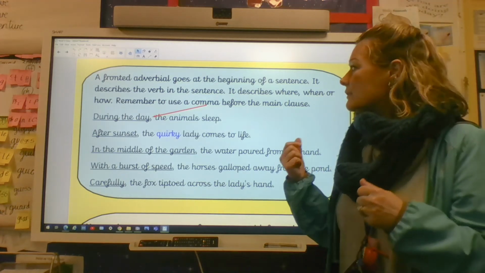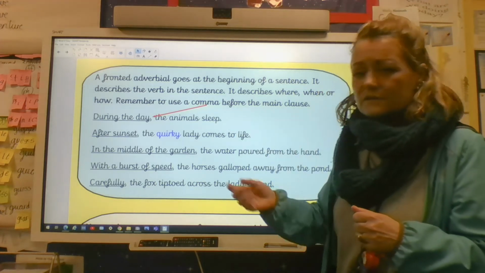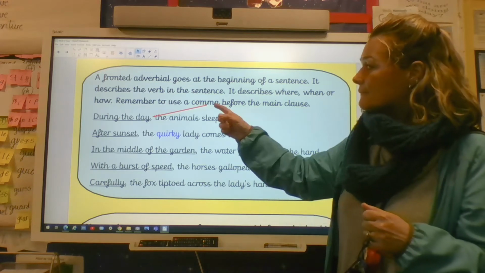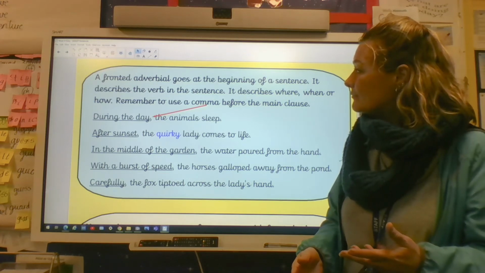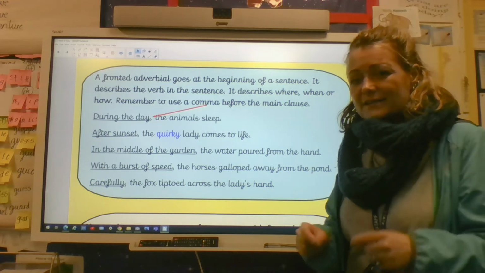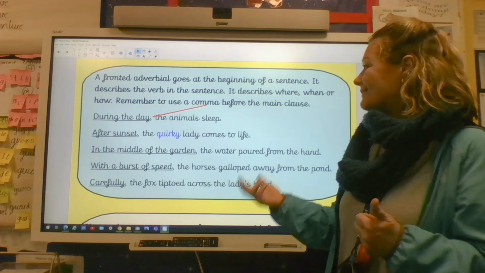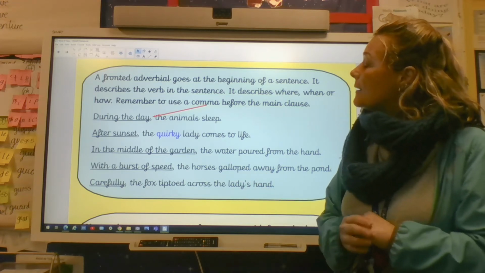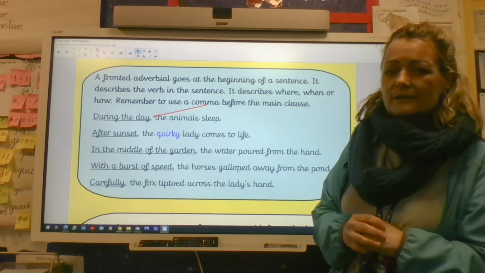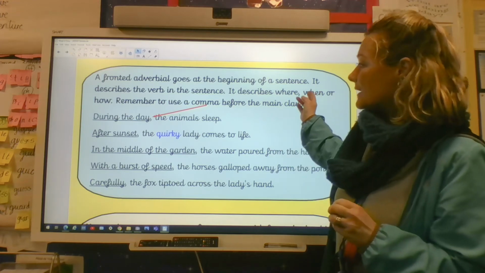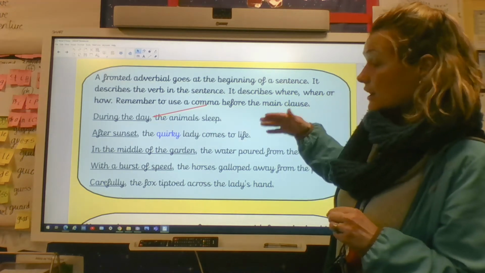You might like to have a little go yourself at putting a fronted adverbial in front of that main clause. If you want to, pause the video now and replace the fronted adverbial, during the day, with one of your own. Okay, so if you've had a go at doing that, you might have come up with something like during the night, the animals sleep. Or early in the evening, the animals sleep. Or until morning, the animals sleep. Anything to do with time. So when it happens. Second sentence, I've used another one that describes when something's happening.